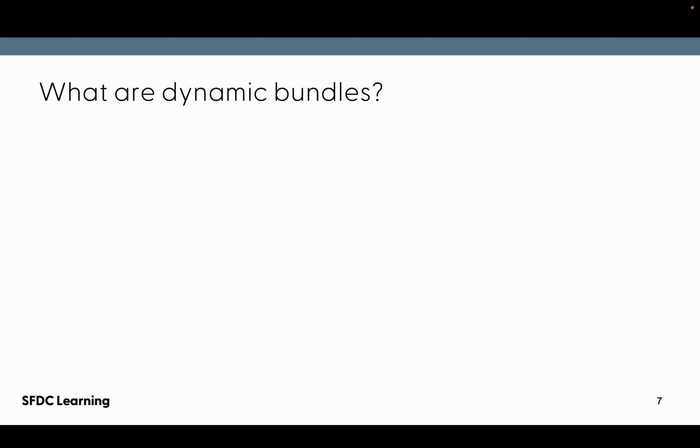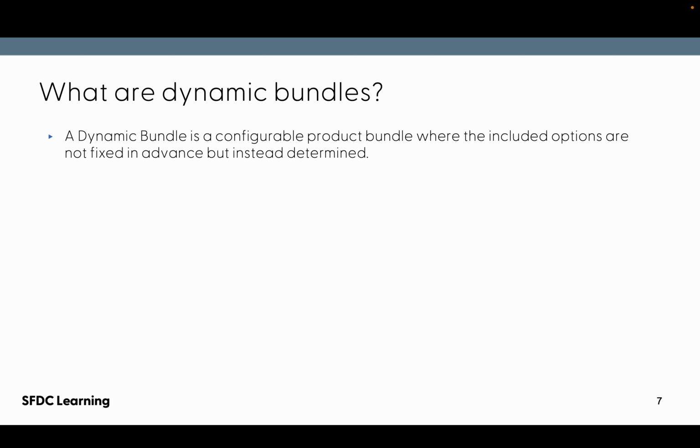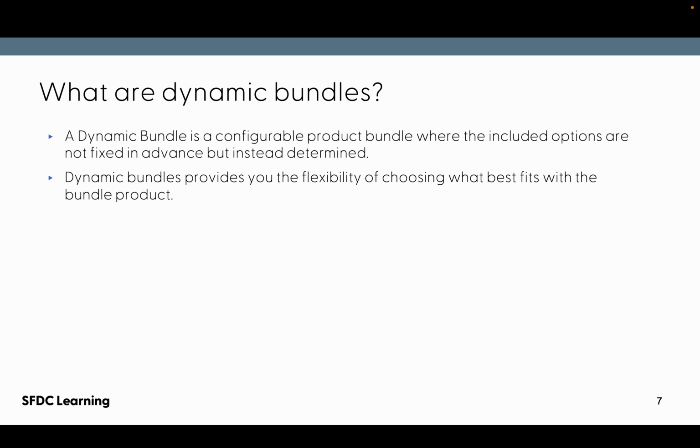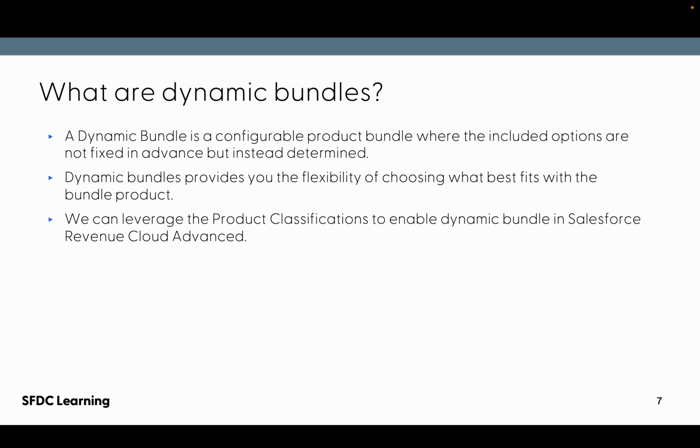Now, what are dynamic bundles? A dynamic bundle is a configurable product bundle where the included options are not fixed in advance, but instead are determined dynamically at runtime. A dynamic bundle provides you the flexibility of choosing what best fits with the bundle product. We can leverage the product classification to enable dynamic bundles in Salesforce Revenue Cloud Advanced.